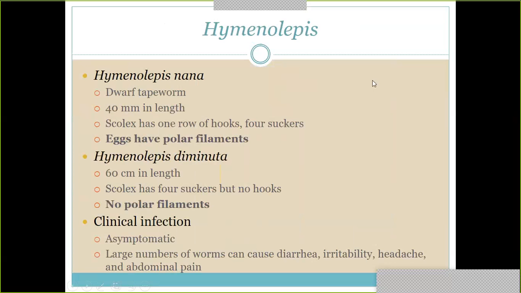All right, and then our Hymenolepises. We have two. We have nana and diminuta. Hymenolepis nana is known as the dwarf tapeworm. It's kind of small. And the key on this is whether they have these polar filaments or not. Hymenolepis nana does have polar filaments, whereas Hymenolepis diminuta has no polar filaments.